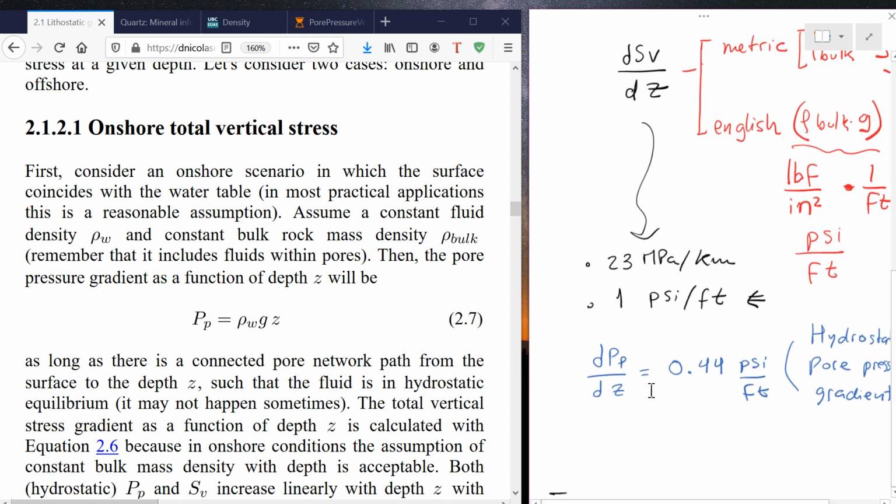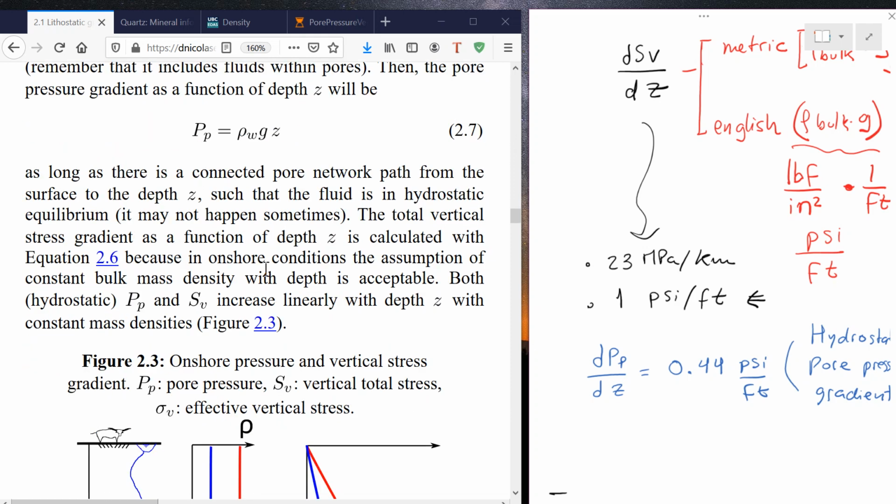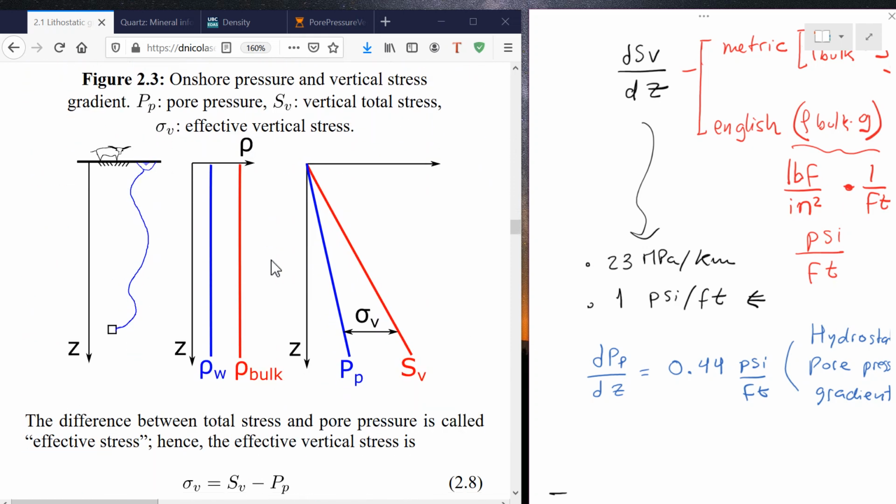So if the density is constant, and also if we assume hydrostatic pore pressure, then pore pressure is just going to be equal to the density of water times G times depth, and vertical stress is just going to be the density of rock with everything in it times G times Z. And this is going to be the result.